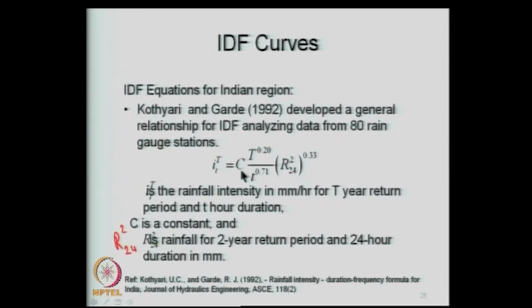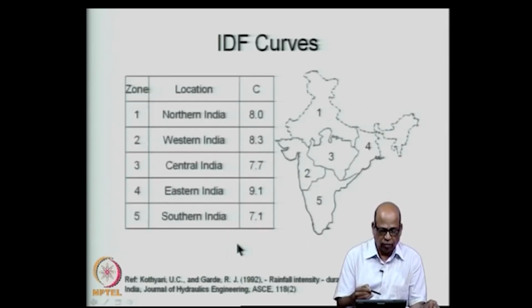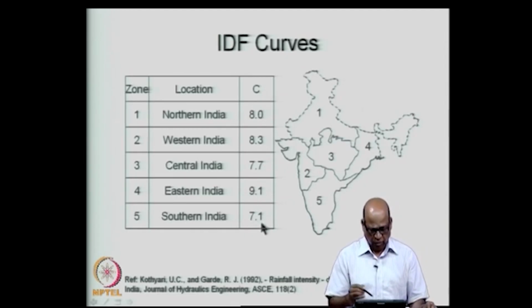In this particular case, there is only one constant C, and this is worked out for several regions. For example, North India, you take the region as 1 here, you can use C as 8.0, and for Western India they have given C as 8.3 and so on like this. So, for Southern India we may have a relationship with a constant C of 7.1.